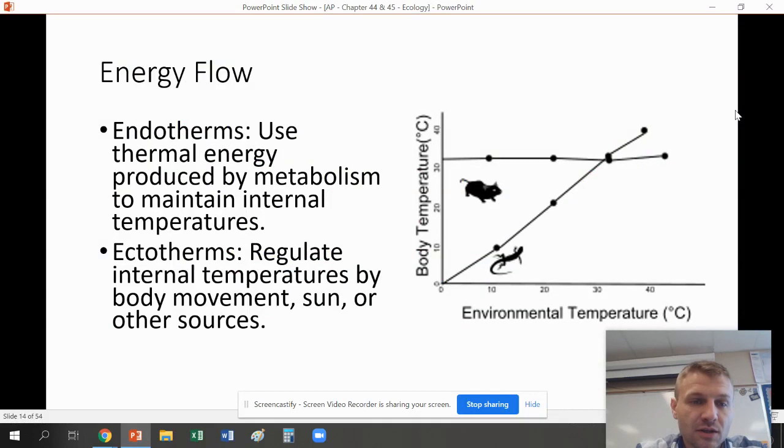Endotherms and ectotherms. Endotherms are organisms that use the thermal energy produced by their metabolism. We are endotherms. We get our heat from our metabolism. However, ectotherms don't. They have to regulate their internal temperatures by the sun or movement or other things. You can see here, as the environmental temperature goes up, the ectotherm's temperature will also go up. Here, we don't need that sun. Our heat comes from our metabolism. I don't want to say we don't need the sun, because we need the sun, but we don't need the sun the same way that the ectotherms do.